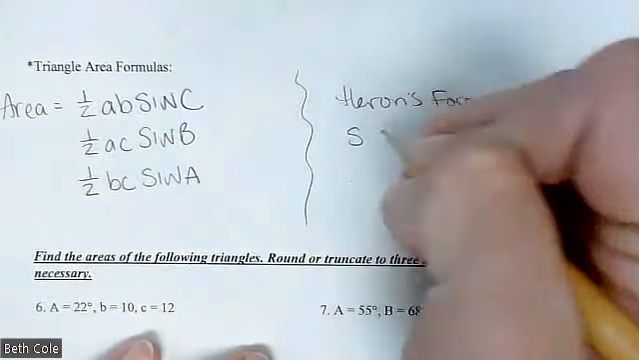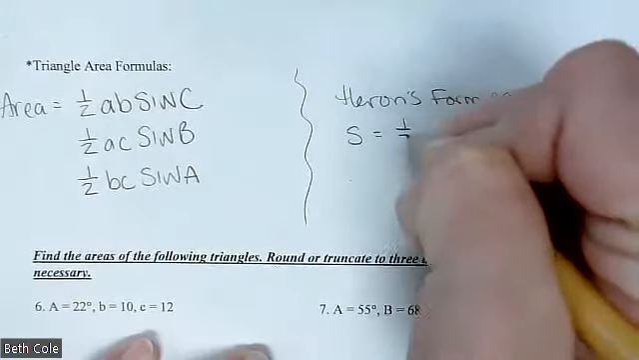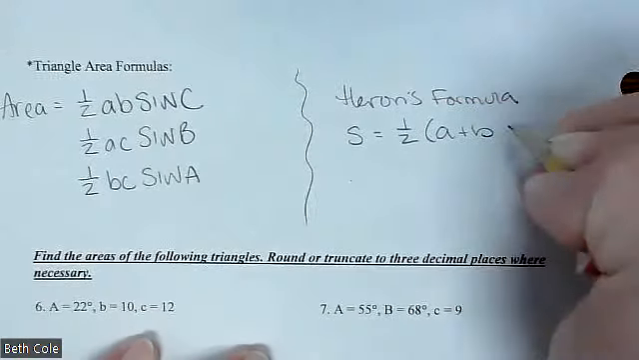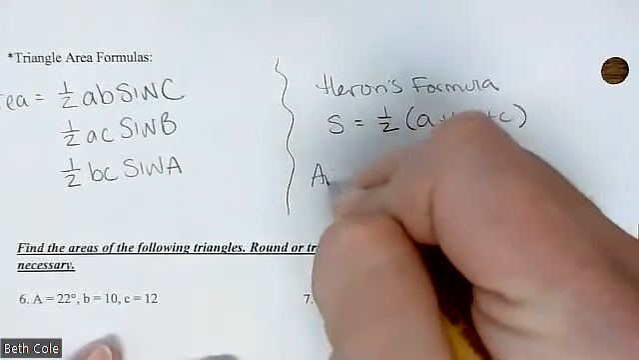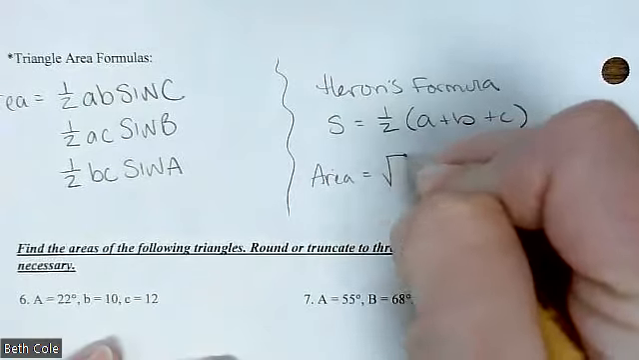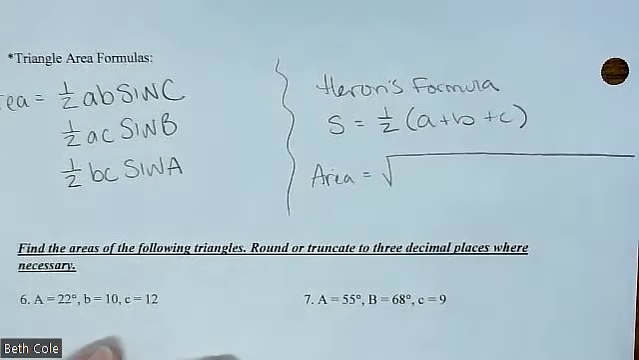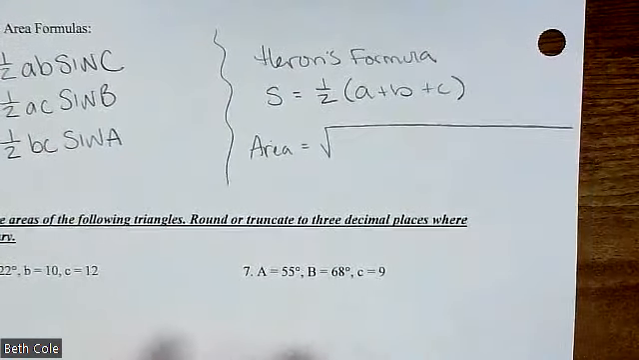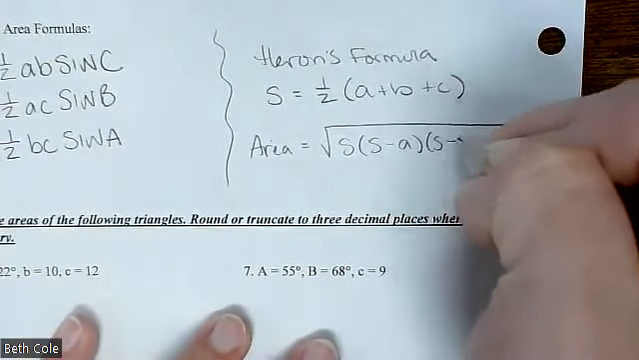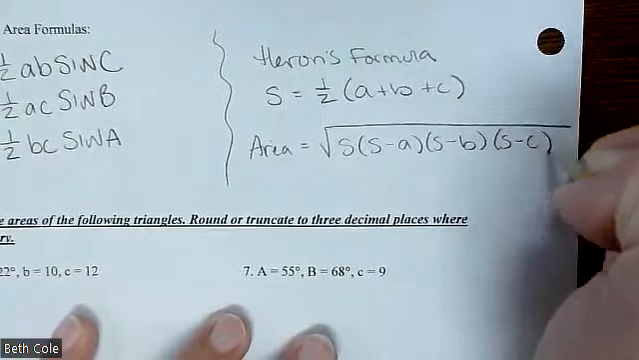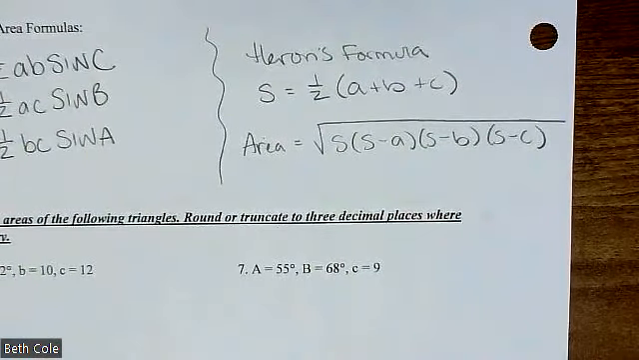So there's this value that he called S. If you do 1/2 of adding all the sides together, so 1/2 of A plus B plus C, then your area is, and you're going to draw a gigantic square root, underneath of there, S times S minus A, S minus B, S minus C. That looks awful, but every year it goes fine because you're just going to put it in the calculator.